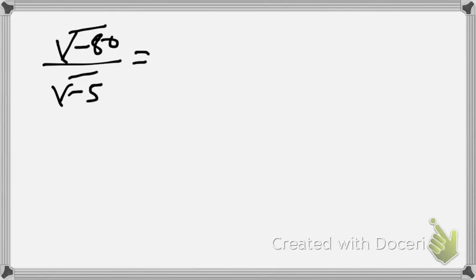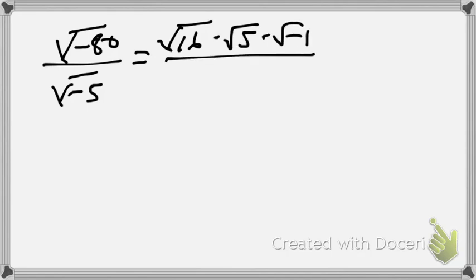All right, let's take the square root of negative 80 over the square root of negative 5. Let's break up the top. We can say that is the square root of 16, since a factor of 80 that's a perfect square is 16, times the square root of 5 times the square root of negative 1. To save some time, I combined a couple of steps there.